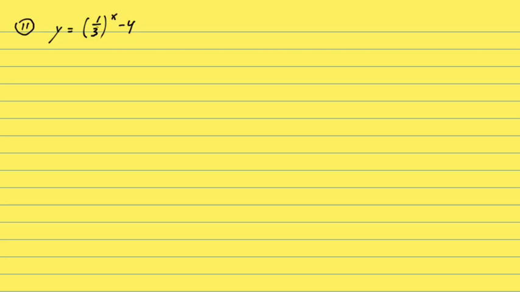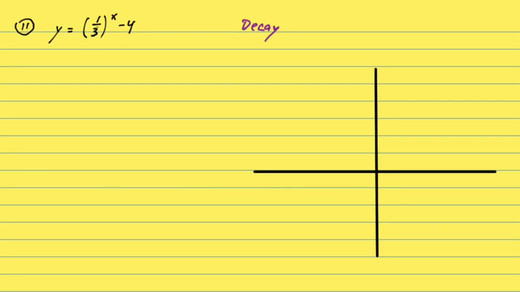This one, the base here is 1/3. 1/3 is less than 1, so I know that this is a decay function. Okay, this is a decay function. If I make an XY table, again, I always put in what makes the exponent 0. 1/3 to the 0 is 1, 1 minus 4 is negative 3. So I know it's going to go through 0, negative 3. So I'll make a point down here.